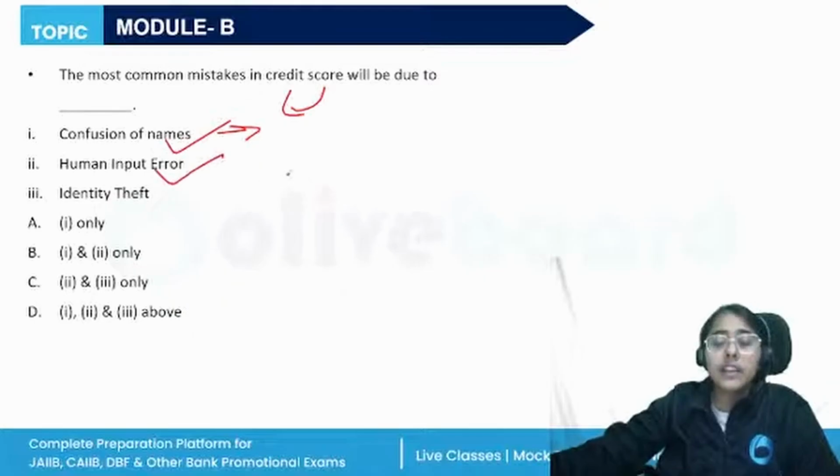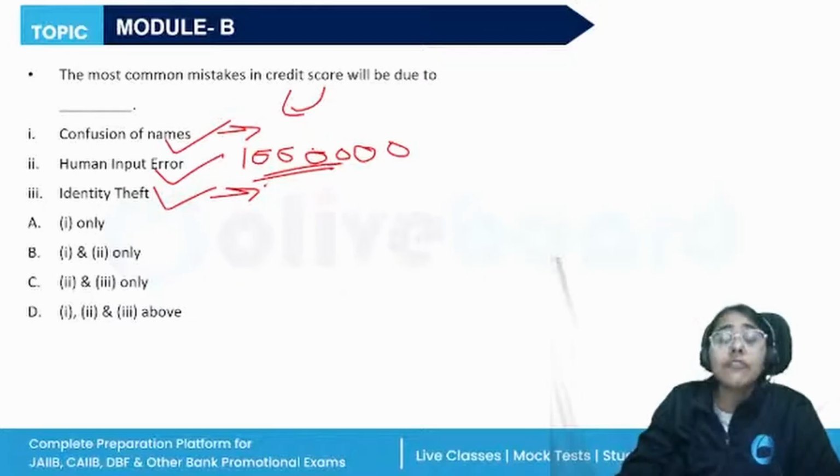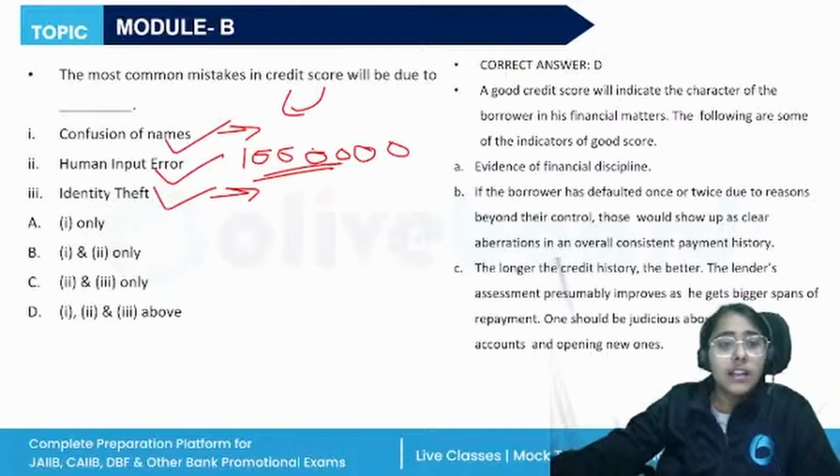Human input error. If a value of rupees 1 lakh has to be put, but due to any human error, an additional zero is added, it will increase the, let's say, unpaid dues being represented. And identity theft, any person can use your name and identity to apply for credit cards, and too many credit cards again will show negatively. So the most common mistakes are all of the above.